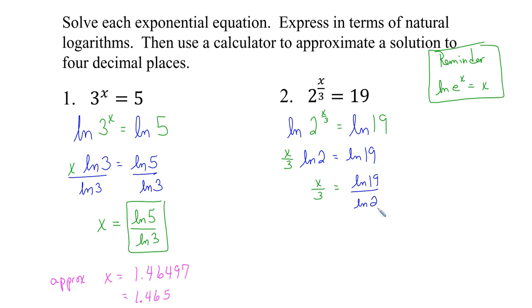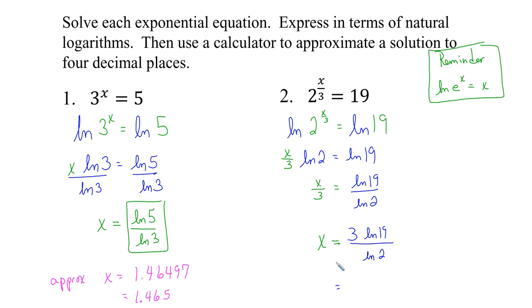I would not put this in the calculator just yet because we still have to get this answer in terms of the natural logarithm. So to do that, to get rid of the 3, I multiply both sides by 3, and that's going to give me x on the left-hand side is equal to 3 times the natural log of 19, all divided by the natural log of 2.